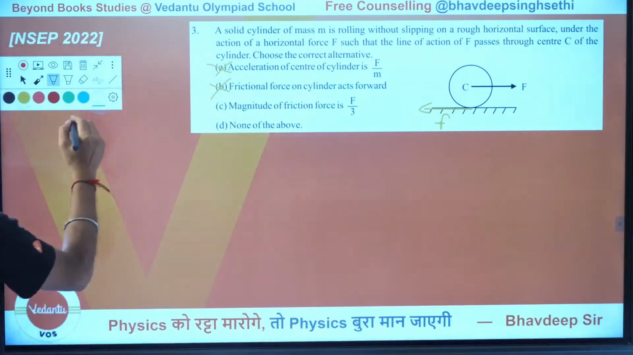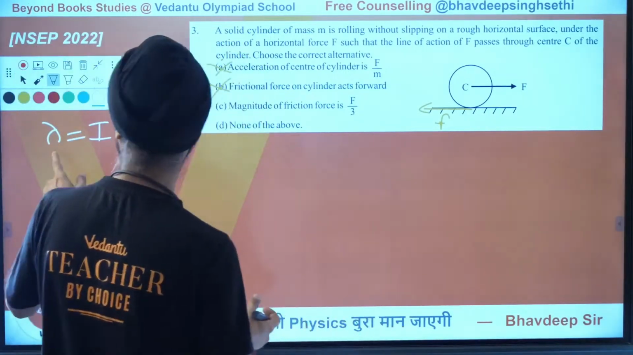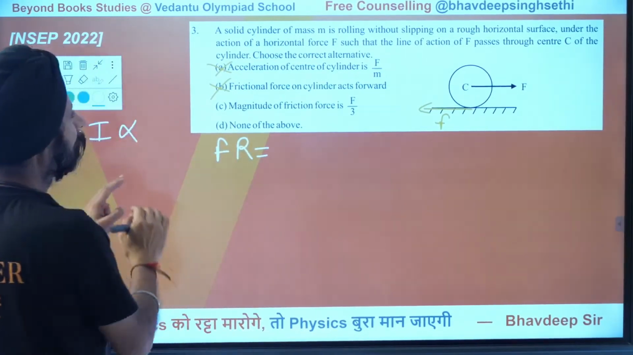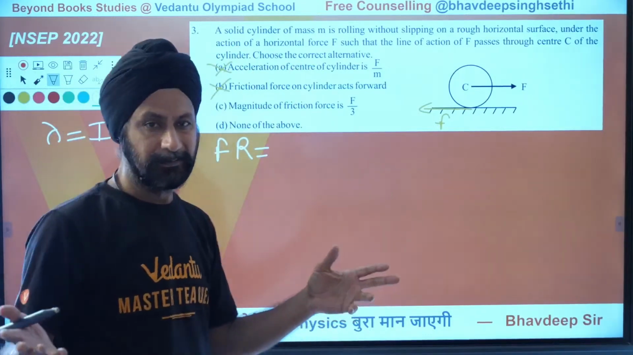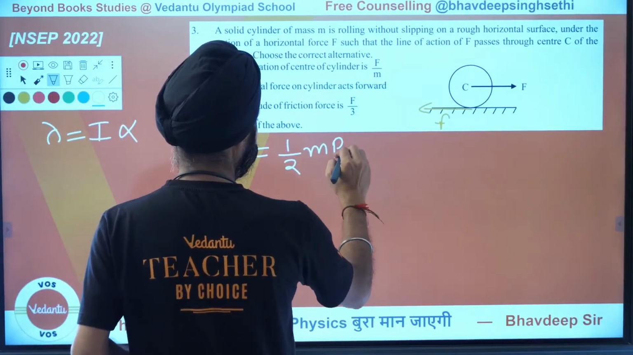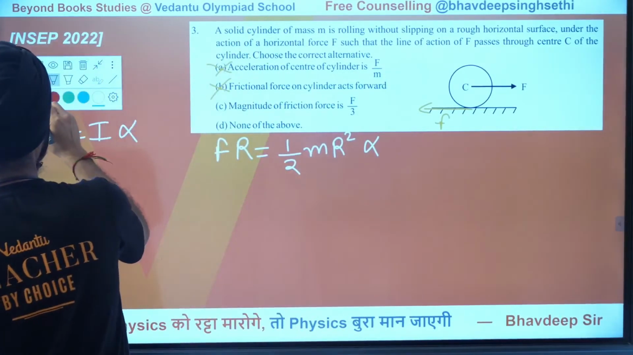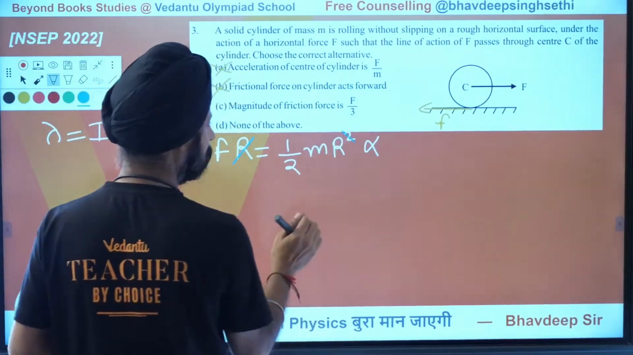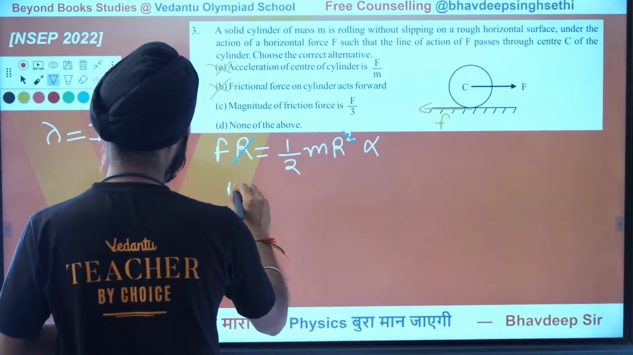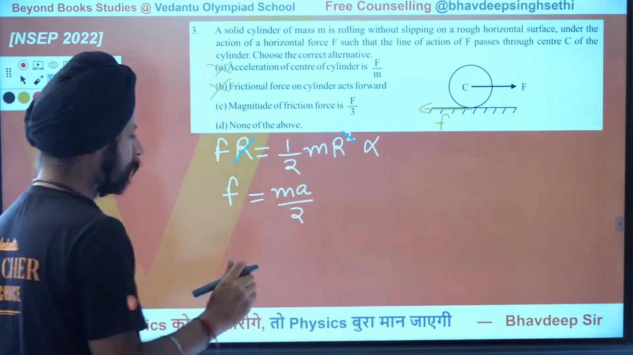And we know torque is equal to I times alpha, right? So torque is F times R, and F times R equals the moment of inertia. Now this is a solid cylinder, like a solid disk, so half mr square times alpha. Now this r and this r cross out, so I'm left with r alpha. R alpha is the acceleration. So I know the friction force is equal to mass times acceleration by 2. That's one thing I know for now.